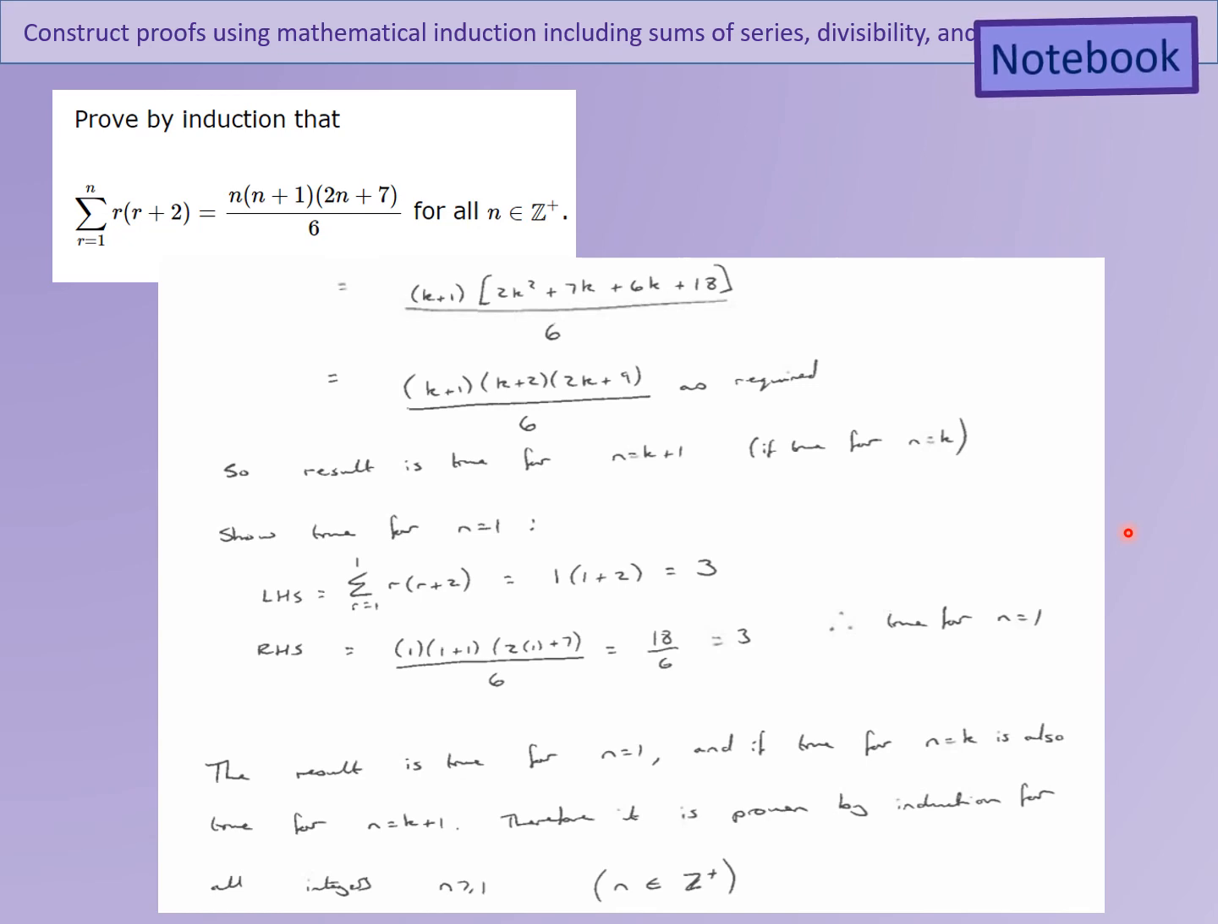And then we're just going to summarise that. We're going to say, so the result is true for n equals k plus 1 if it's true for n equals k. That's our inductive step completed.